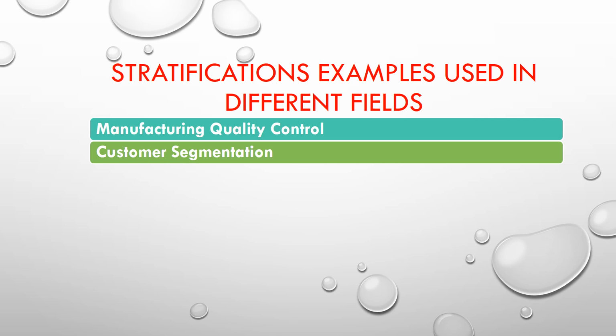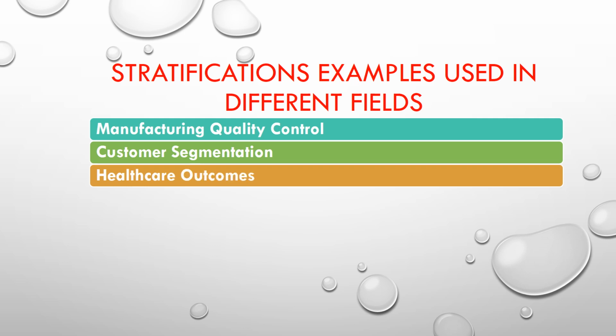It is also used during healthcare outcomes. Healthcare data can be stratified by patient age, gender, medical condition, or treatment method. This allows healthcare professionals to analyze the effectiveness of different treatments for specific patient groups. For example, a hospital can use stratification to assess the outcomes of a new treatment for a particular disease based on patient characteristics.